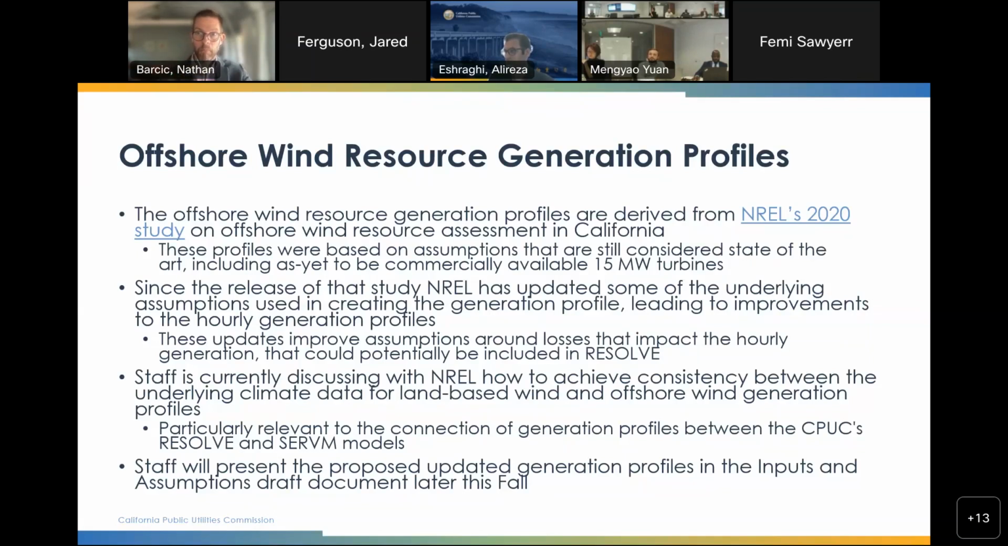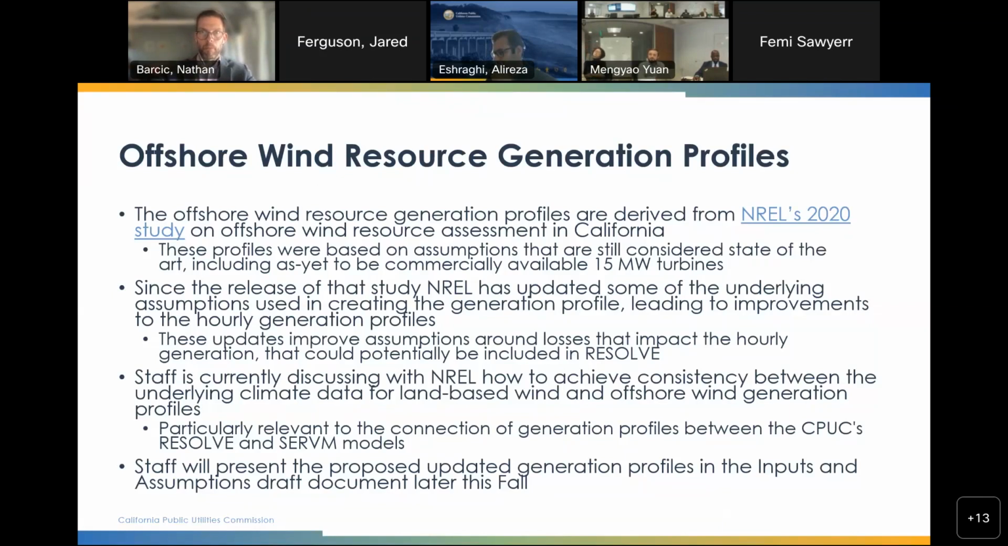And these updates again are going to be assuming that there are different levels of losses and impacts to the hourly generation, and those should be reflected in RESOLVE. So staff is currently discussing with NREL how to be consistent between the different data sets that we have for land-based wind and offshore wind, because again, we do a slightly different process here in terms of developing the land-based and offshore wind profiles.